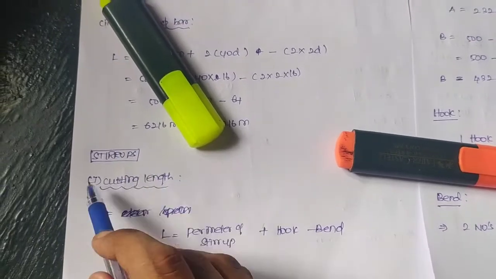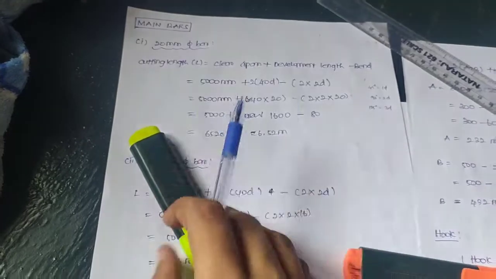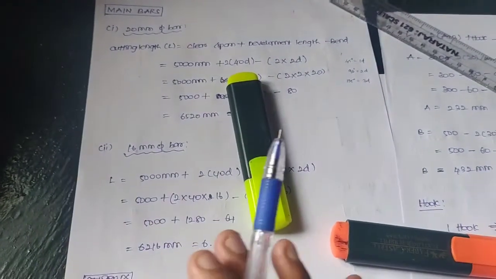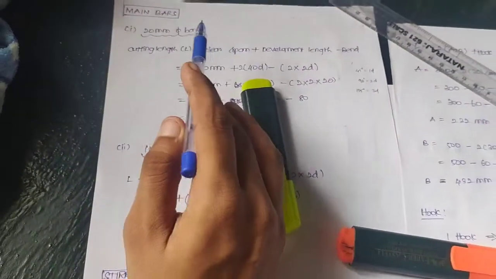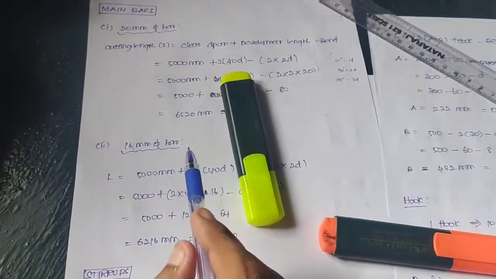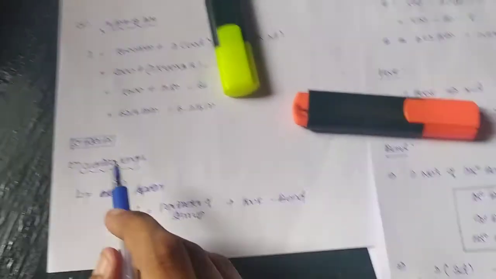Next, the second part is stirrups. The first part we have completed, that is the 20 mm dia bar and 16 mm dia bar. Don't go into the numbers of bars yet, we will calculate that later. First, the 20 mm dia bar is completed and the 16 mm dia bar is completed. One number is completed. Next, stirrups, the second topic.